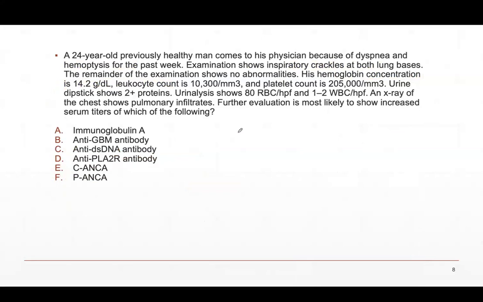Okay. Next question. A 24-year-old previously healthy man comes to his physician because of dyspnea and hemoptysis for the past week. Now, this is your question. Examination shows inspiratory crackles at both lung bases, and the remainder of the examination shows no abnormalities. His hemoglobin concentration is 14.2. So just the highlights here really are that he has high protein and hematuria. See, the protein isn't that high. It's not into a nephrotic picture. And he also has pulmonary infiltrates and respiratory symptoms.